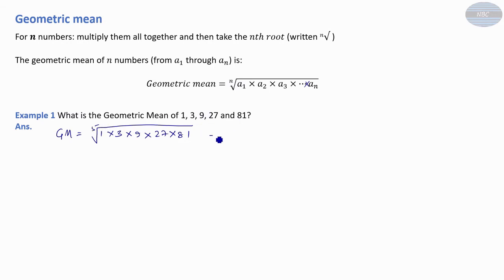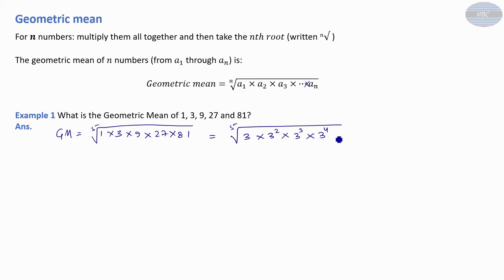It can be written as, we know the fifth root of 1 is 1, so no need to write 1. So this is 3 into 9, which is nothing but 3 square, into 27, which is nothing but 3 cube, and 81 is nothing but 3 to the power 4.